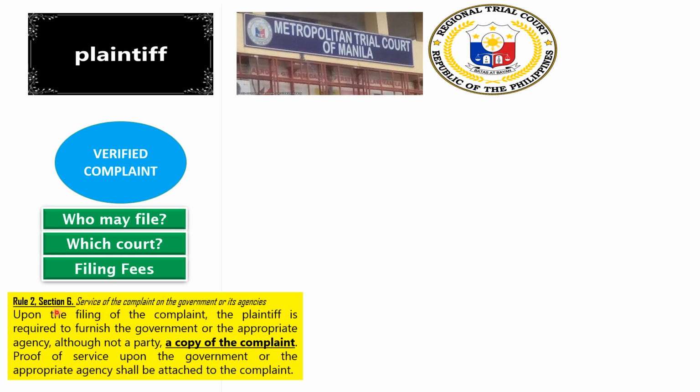Take note also of Section 6 of Rule 2. What is Section 6? Ano ang nakasulat? Upon the filing of the complaint, the plaintiff is required to furnish the government or the appropriate agency, even though they are not a party to the case, a copy of the complaint. And proof of service upon the government or the appropriate agency shall be attached to the complaint.